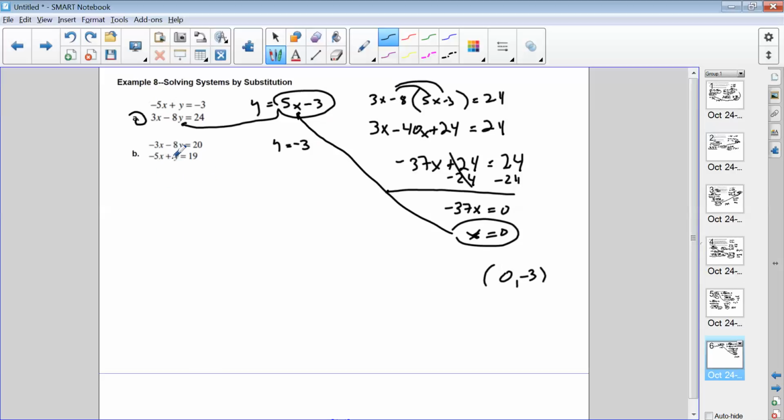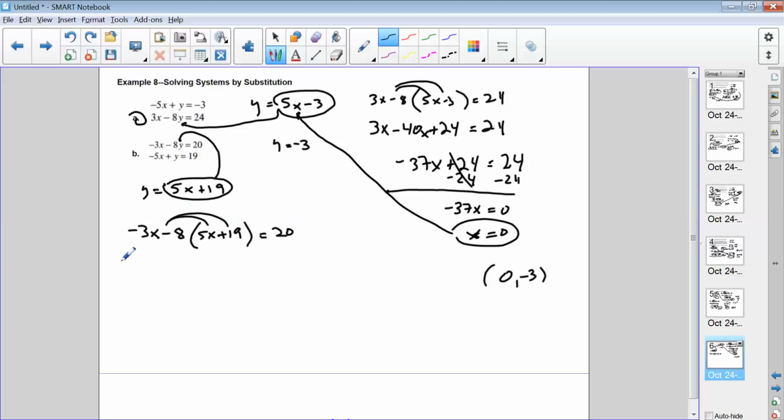And for the second one, I see that y has a coefficient of 1 here. So I'm going to solve for y. So I'm going to add 5x to the right side. So I'm going to have 5x plus 19. And I know that this expression is equal to y. So it's going to go here. So negative 3x minus 8 times 5x plus 19 is equal to 20.